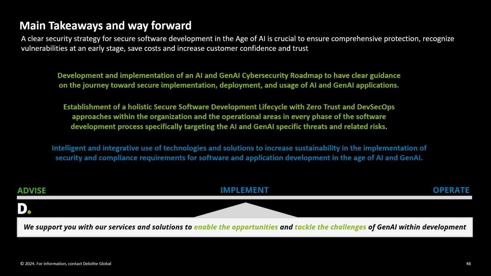First of all, I think it's important to develop and implement an AI and GenAI cybersecurity roadmap and related framework, to have clear guidance and guardrails on the journey toward your secure implementation, deployment, and usage of AI and GenAI applications. Second, focusing on the software development lifecycle, which needs to be secured end-to-end, like the whole process cycle itself, with dedicated controls within this domain. But in addition, focusing on what is AI-specific or GenAI-specific, either in the use of AI in software development or if you are developing applications using or embedding AI, to tackle these threats holistically. This really needs to be done end-to-end within the complete process.